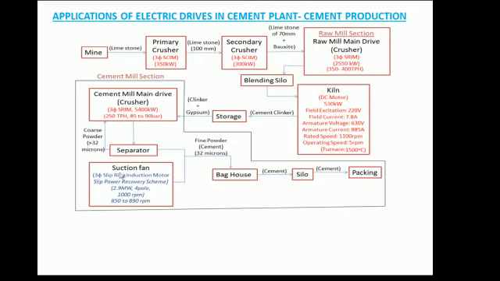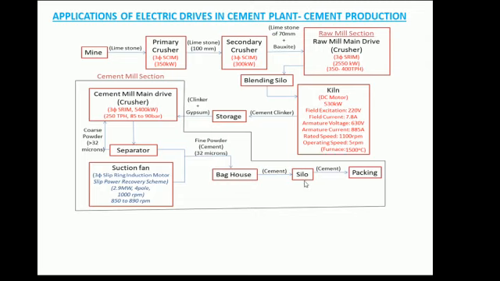The function of this suction fan is used to suck the fine powder from the separator and to feed it to the bag house, so that no fine powder of the cement emits to the outer environment and the pollution is avoided. The cement whichever is present in the bag house is fed to the silo.